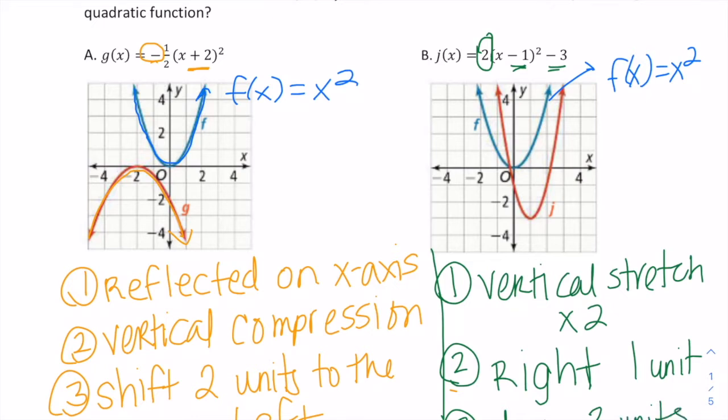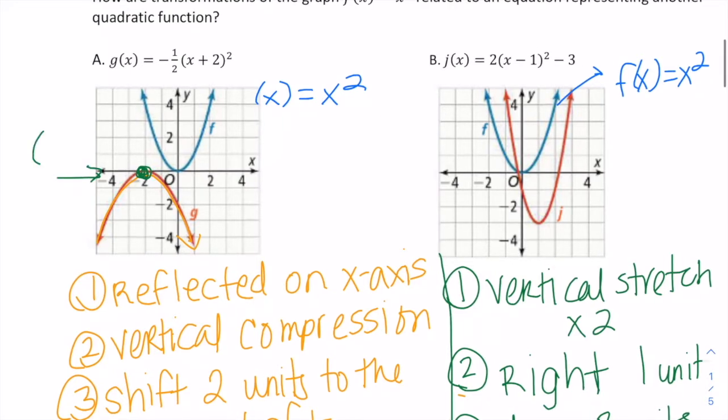What you can see with both of these graphs is the vertex. And so here we're going to identify the vertex for each of them. And I'm just going to practice with these two. We can actually first see the vertex on this graph as -2, 0. And then over here, we can see this vertex is 1, -3. And you can see that 1 is right here and -3.